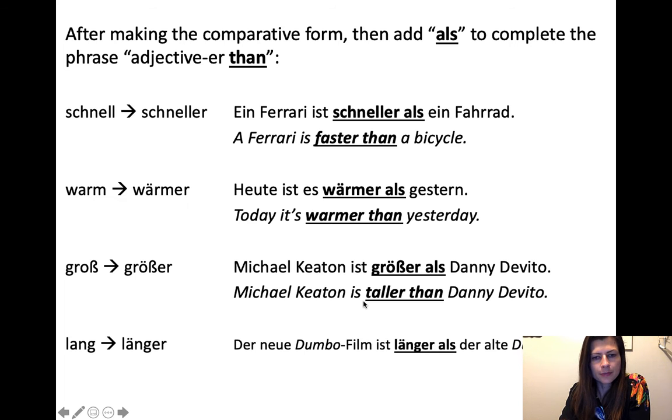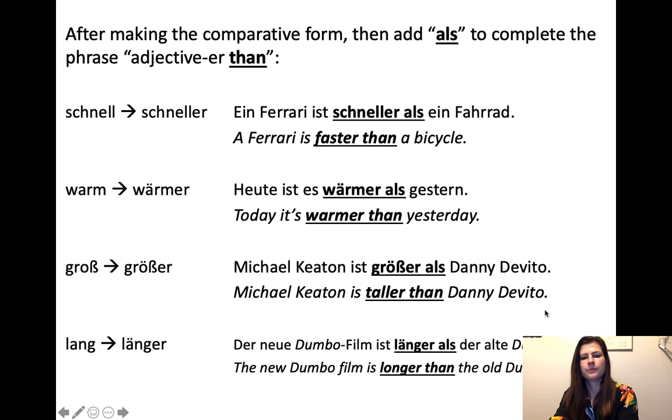Als. Lang becomes länger, and then we're going to add the als to mean than. Der neue Dumbo-Film ist länger als der alte Dumbo-Film. The new Dumbo-Film is longer than the old Dumbo-Film.